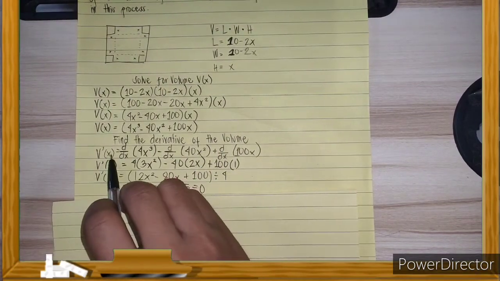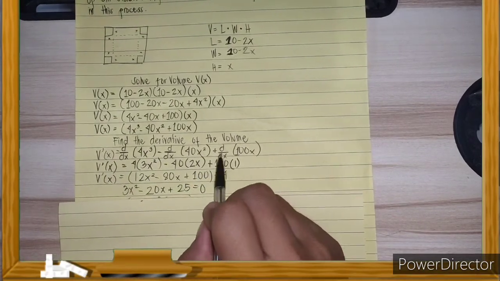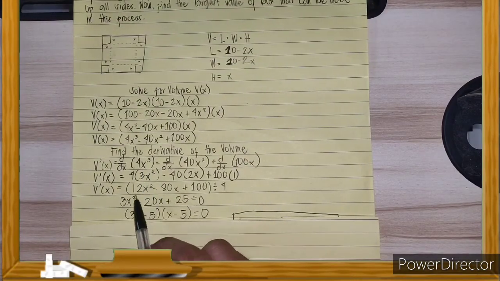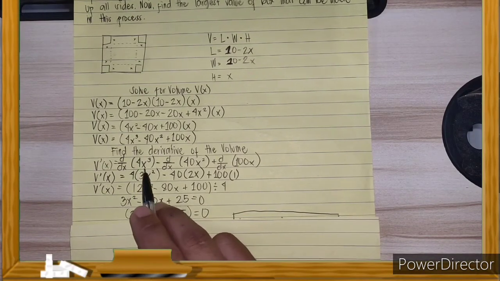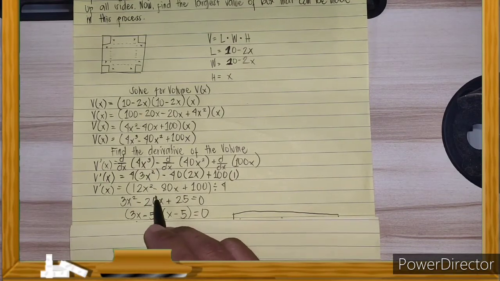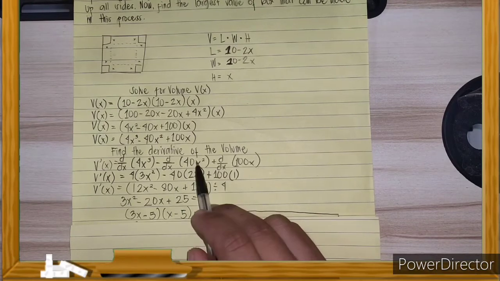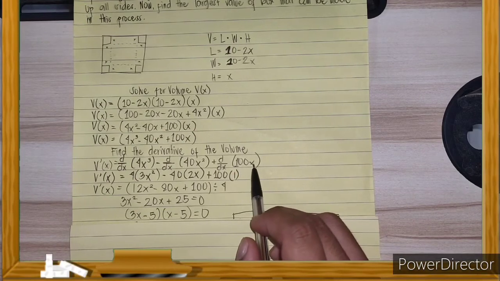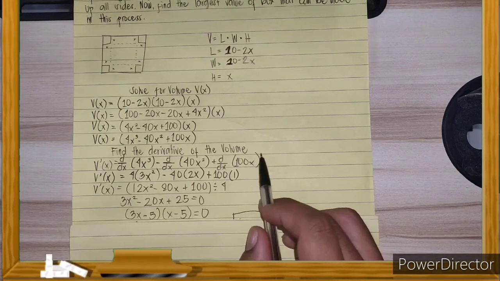So V prime of x is equal to the derivative of 4x cubed minus the derivative of 40x squared plus the derivative of 100x. So the derivative of our 4x cubed is equal to 12x squared, because 3 times 4 is equal to 12, copy the x, and 3 minus 1 is equal to 2. Minus the derivative of our 40x squared, which is 80x, because 2 times 40 is equal to 80, and then 2 minus 1 is equal to 1. And then the derivative of our 100x is equal to 100, because 1 times 100 is equal to 100, and then 1 minus 1 is equal to 0.